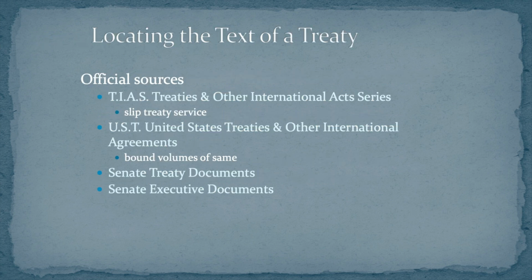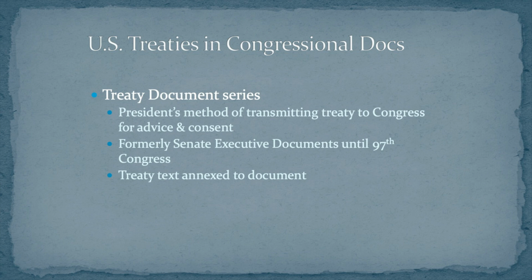And you have official sources of international treaties. Very nice. I'm not going to get into that. It was just put in here as a reminder that there are things called official sources for most treaties, and multiple ones too, multiple access points. There are congressional documents that capture the president's method of transmitting a treaty to Congress for advice and consent. There are formally Senate executive documents, well, until the 97th Congress, but now you can find it in the legislative history. And the treaty text is usually annotated, it's annexed.